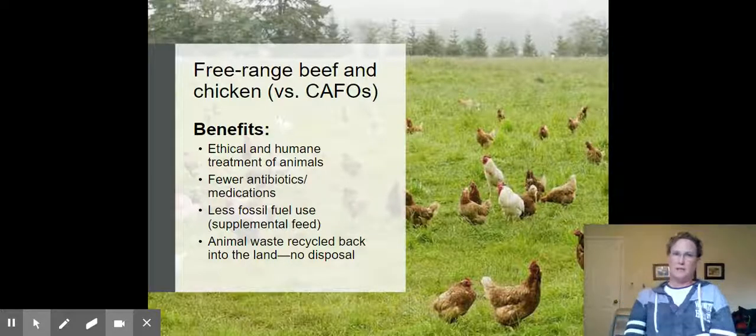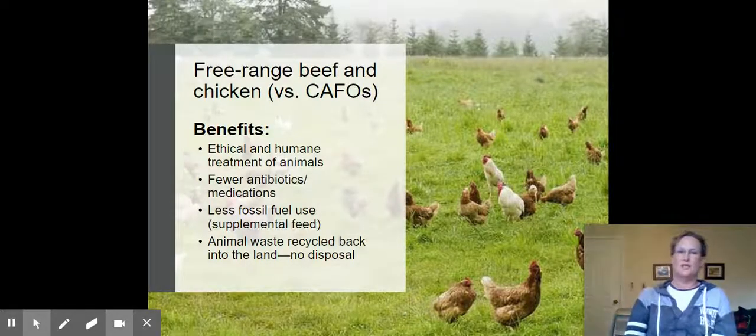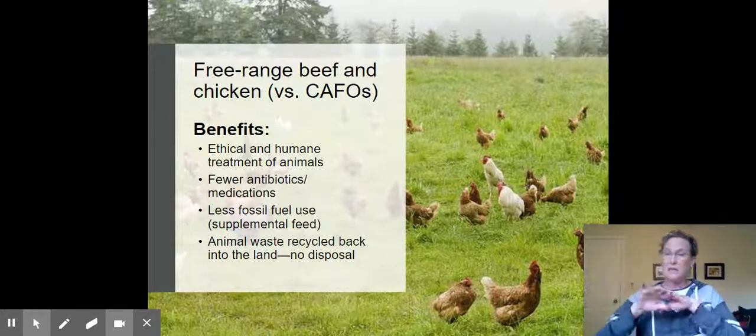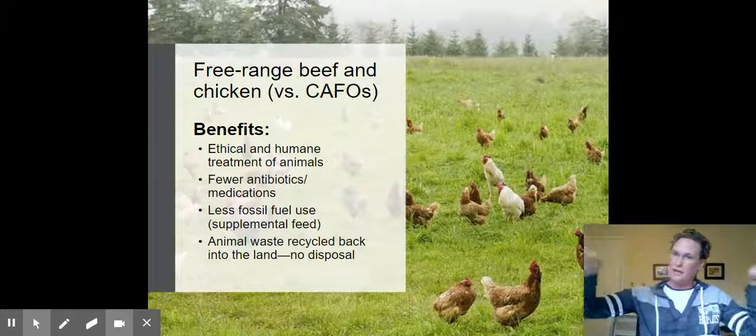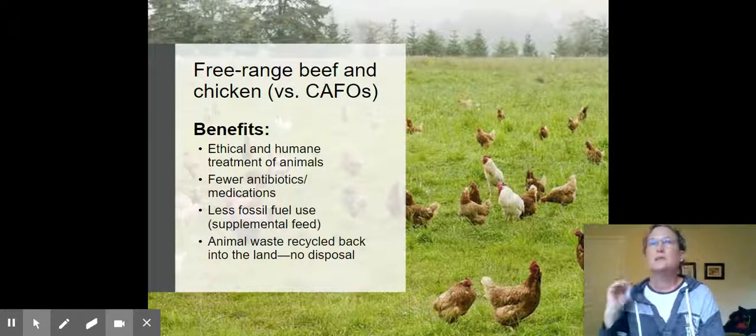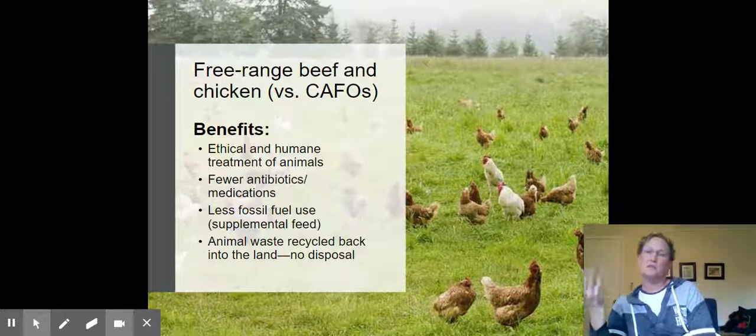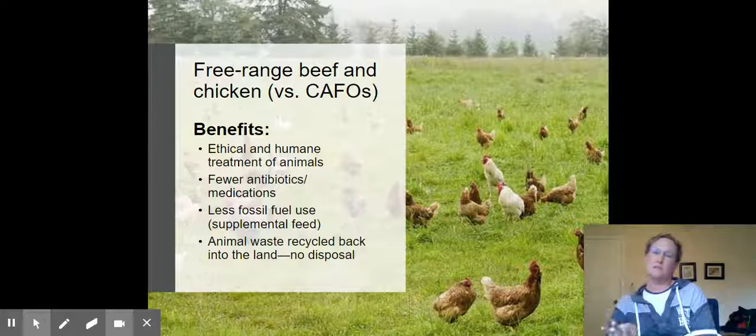So, what's the benefit of the free range beef and chicken versus the CAFOs? If you remember the CAFOs, that's the concentrated animal feeding operations where there's lots and lots of animals all together. Free range, the animals can roam around. There's a lot of laws about the different kinds, and you notice this if you've ever bought eggs. There's free range eggs, cage free eggs. There's a lot of differences there. But for us, we can just go with the free range versus the CAFOs.